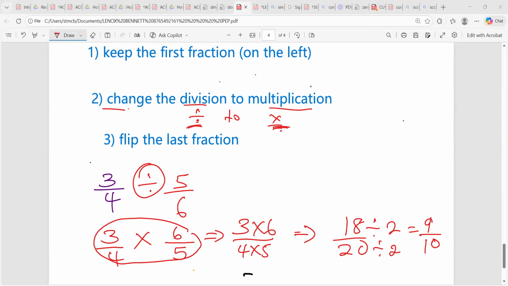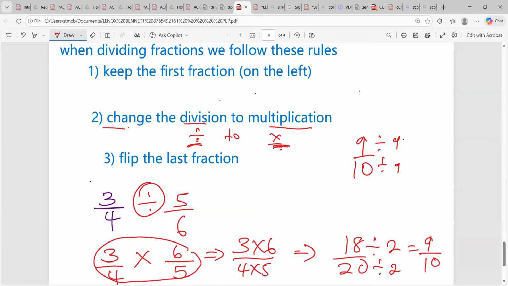Is this the final answer? Deandra, is this the final answer, or can we reduce it? Can we reduce it more? Can we turn it into a whole number? All right, tell us how to do that. 9 into 9 goes 1 time and then 1. So you're saying we should divide 9 by 9 and 10 by 9? Yes, sir. And what's the answer? I got 1 and 1 over 10.